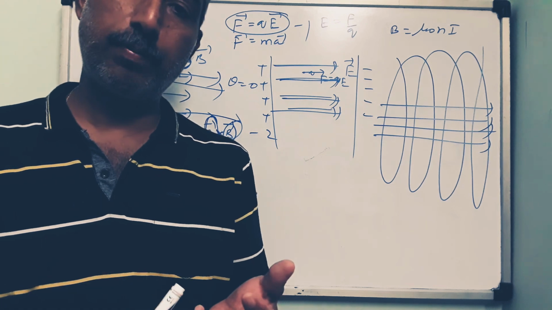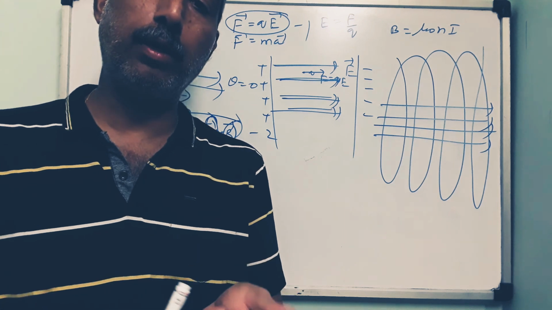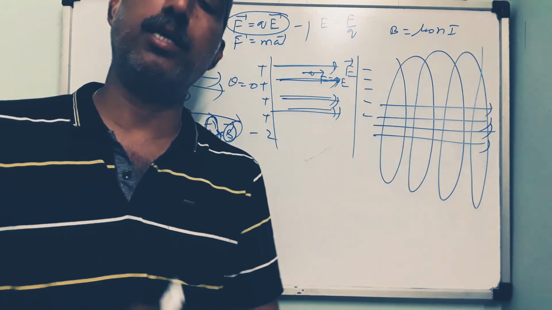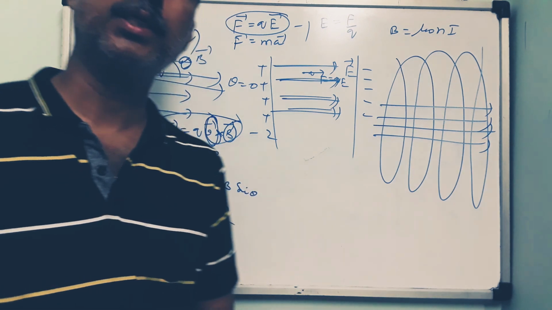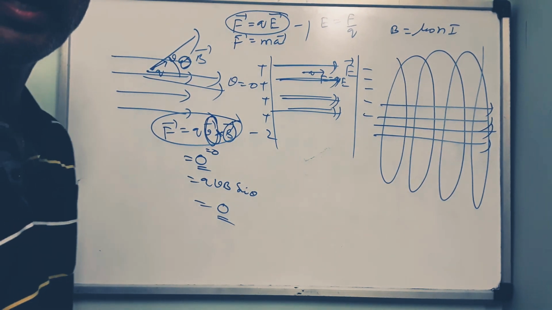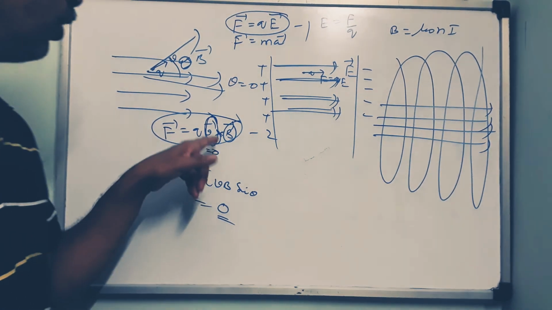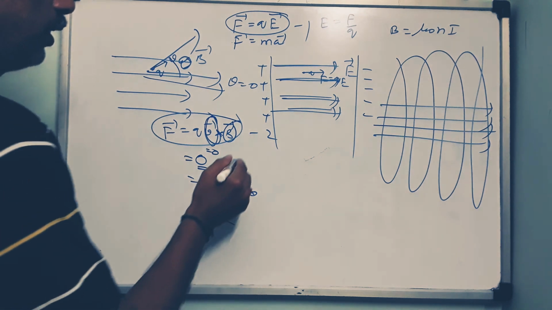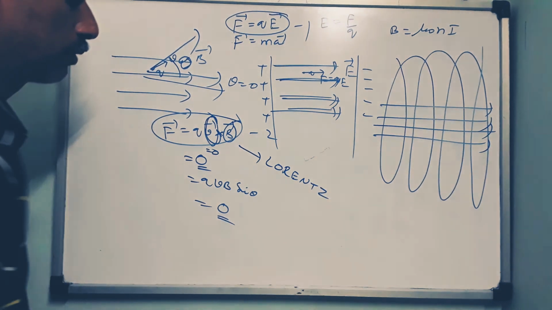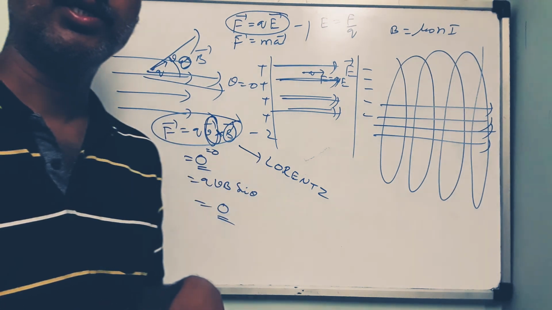So V should not be 0, V should not be parallel to the field, and V should not be anti-parallel to the field. For cases other than these three, it experiences a force. How much force? It experiences a force of QVB sin theta. This is the magnitude. And this force is known, children, as the Lorentz magnetic force, named after the scientist.